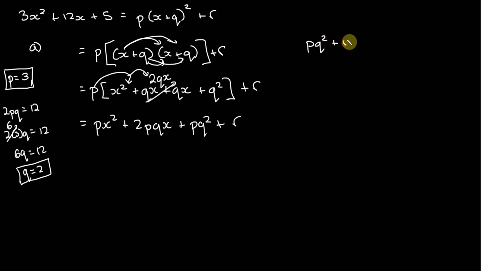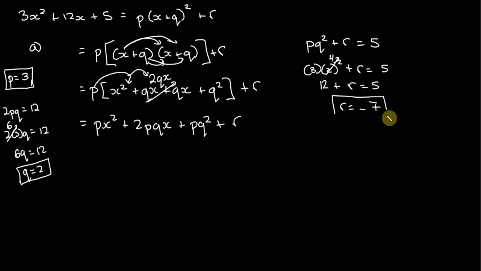So pq squared plus r is going to equal 5. But we know the values of p and q, so it's going to be 3 times 2 squared plus r equals 5. Now again, we just have one unknown variable. 2 squared is 4, times 3 is 12, so we have 12 plus r equals 5. We just subtract 12 from both sides, and we've got our value for r, which is negative 7. So now we've got our values for p, q, and r, and that's part A answered. p equals 3, q equals 2, r equals negative 7, and that looks right to me.